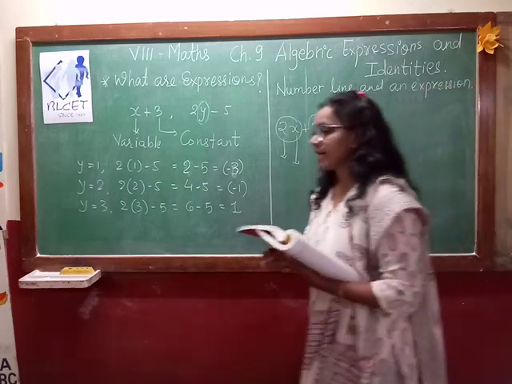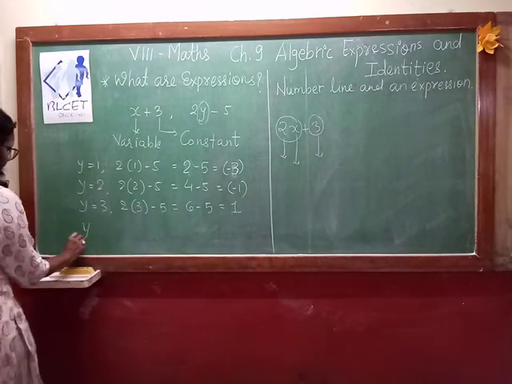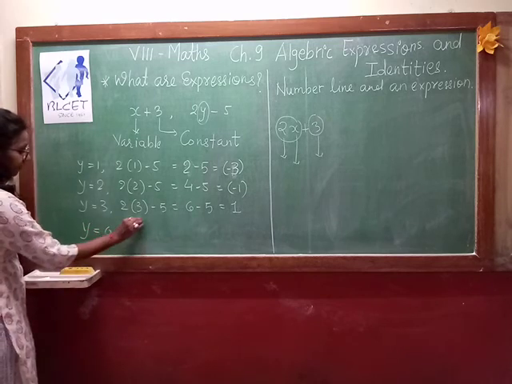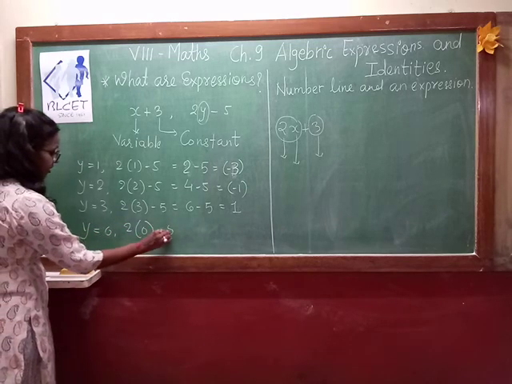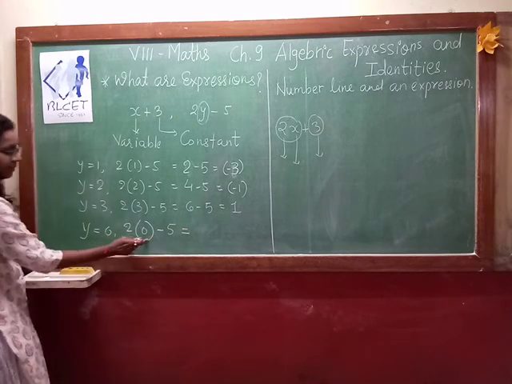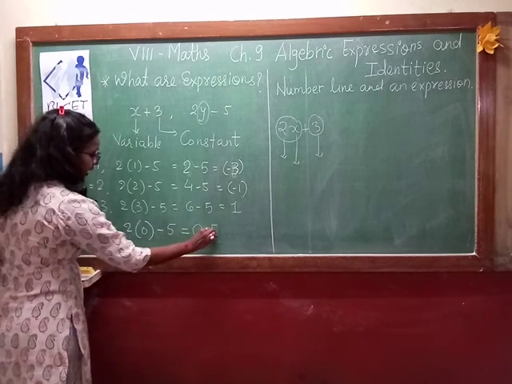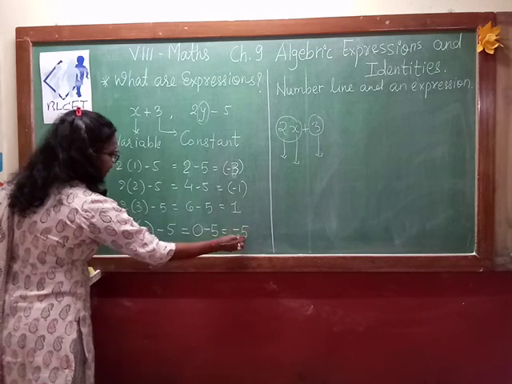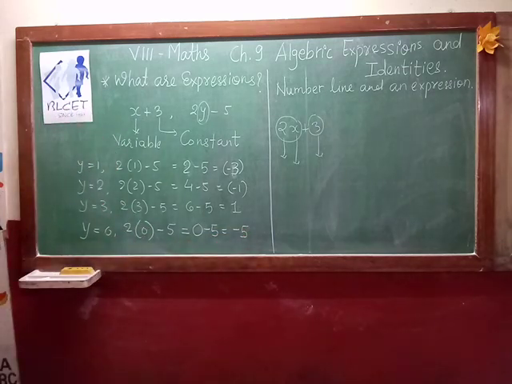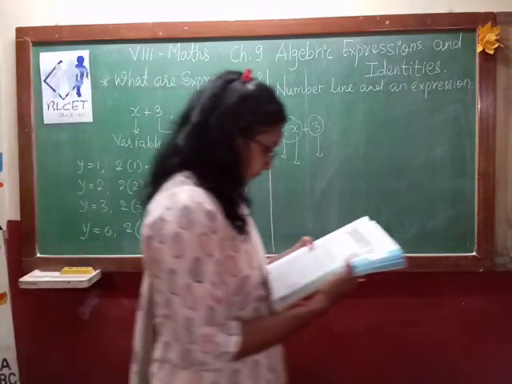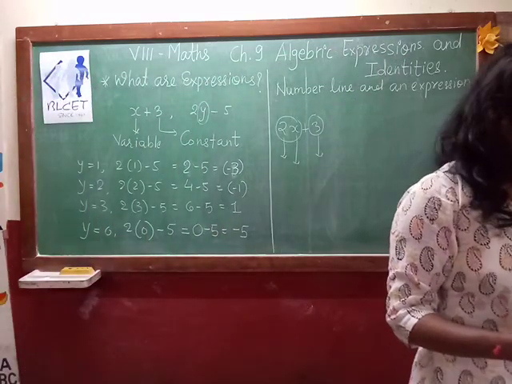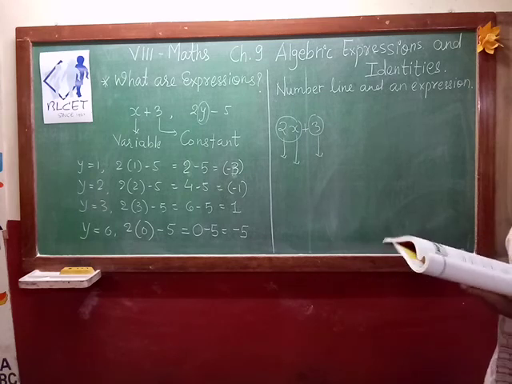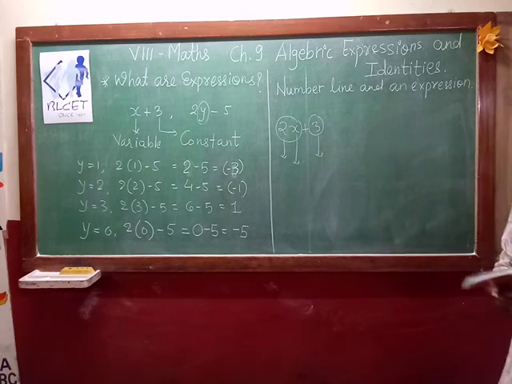Suppose you are keeping y is equal to 0. So what you will get? In place of y, write 0, minus 5. We know that 2 multiplied by 0 will give you 0. Minus 5 will give you minus 5. So this way we can find the value of an algebraic expression by keeping various values of variables. So this is all about algebraic expressions. Now we will move on to the next topic, that is number line and an expression.